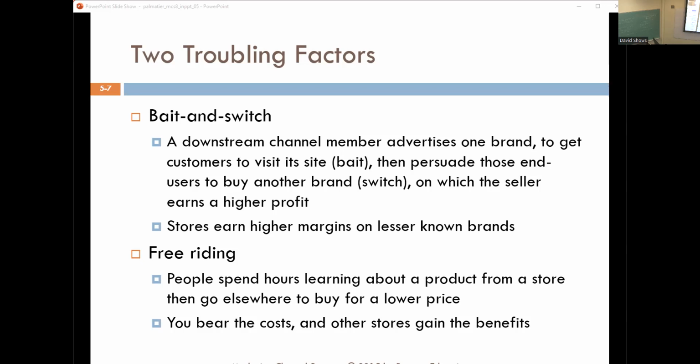So bait and switch is when a downstream member advertises one brand to get the customers to visit that site, which is the bait. Then you persuade the end users to buy another brand on which the seller earns a higher profit.